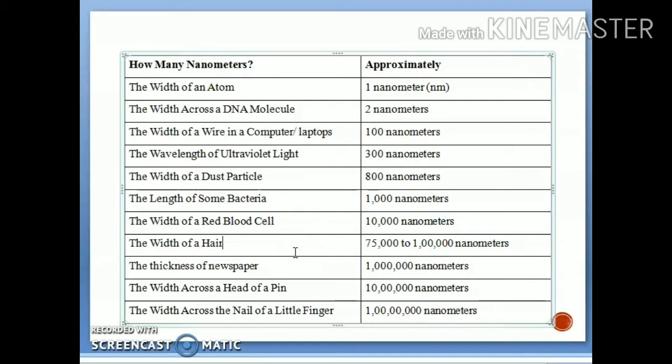If we consider the width of human hair, it will be approximately 75,000 to 1 lakh nanometers. The thickness of a newspaper sheet is around 10,000 nanometers. And the head of a pin or nail is around 10,000 nanometers. And the width across the nail of a little finger of a human is around 1 crore nanometers. So that is how we can distinguish the different things and their size on the nanoscale.